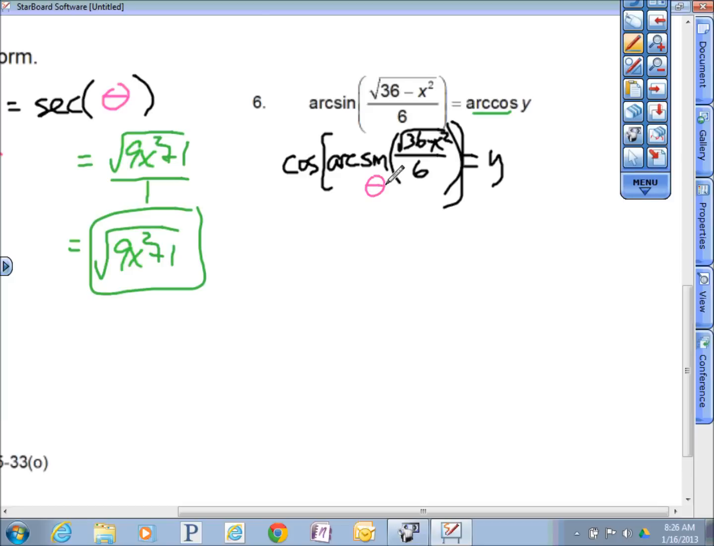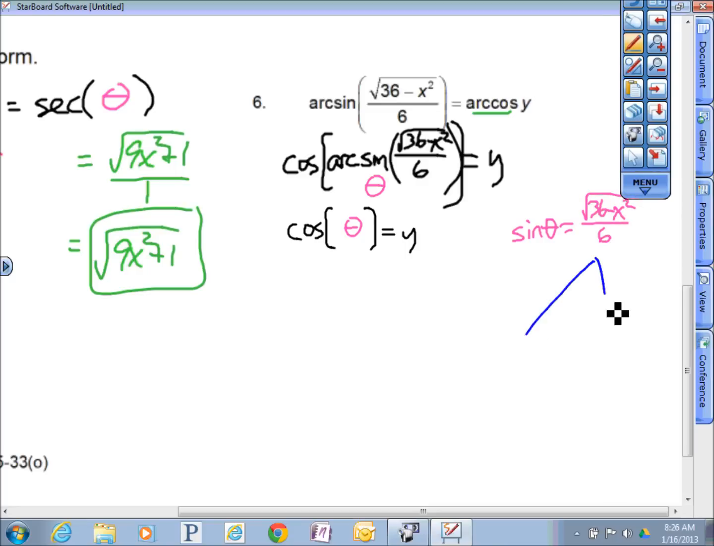So what am I ultimately looking for? I'm looking for y to be equal to whatever the cosine of our theta is. That's what I ultimately want to know. Once I find what that cosine is, we'll plug it in and we'll have an equation for y. So now let's rewrite our theta. According to this, theta would be arc sine of that quantity. So what we really have is the sine of theta is equal to the root of 36 minus x squared over 6. Well, can we make a triangle?